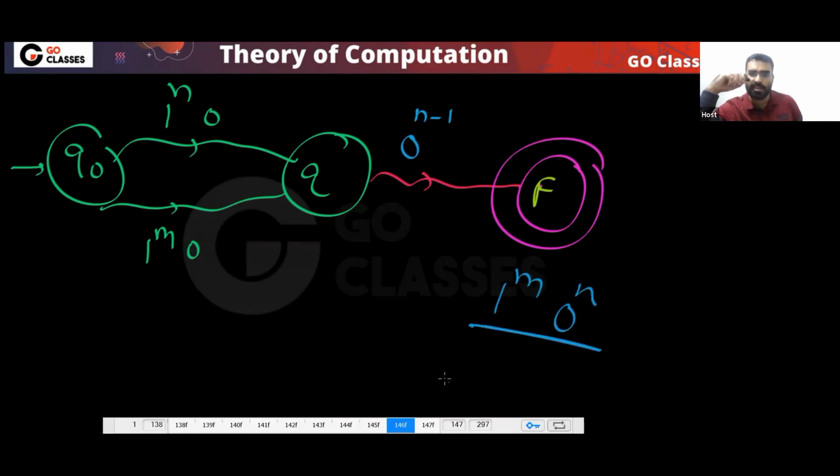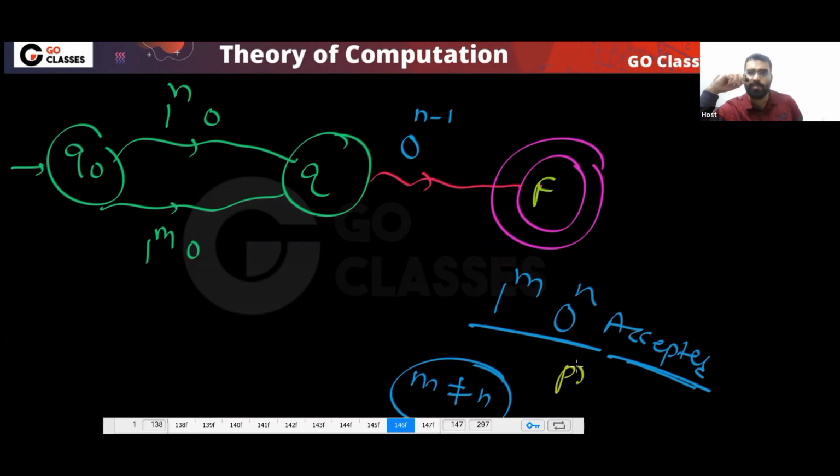Remember, this is a string where m is not equal to n, you already know. This string is accepted. Should I accept this? This string will be accepted, which is a problem. I should not accept this, right? Because m is not equal to n, I should not accept this.